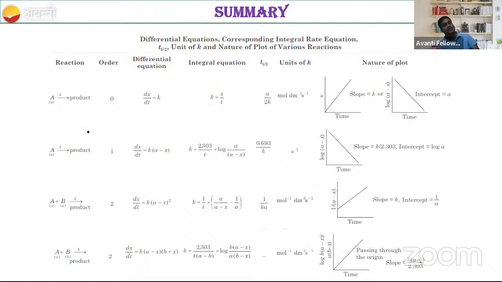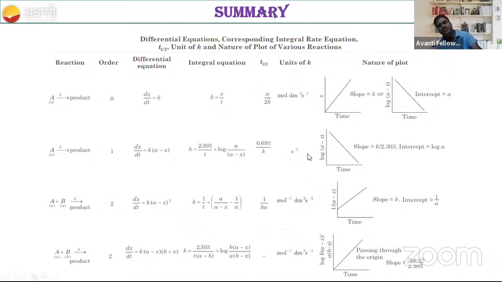If A reacts to give the product, then the order of the reaction is zero. For order zero, we have the differential equation dx by dt, and the integrated equation, right? And t half, we know, comes out to be a upon 2k. And the unit of k is mole per liter per second.